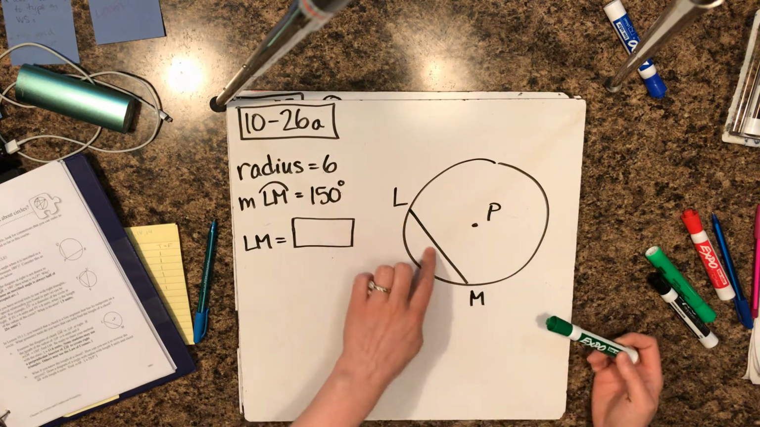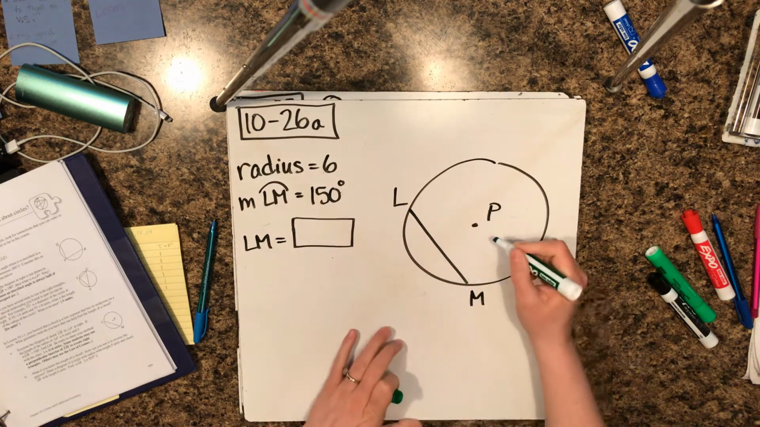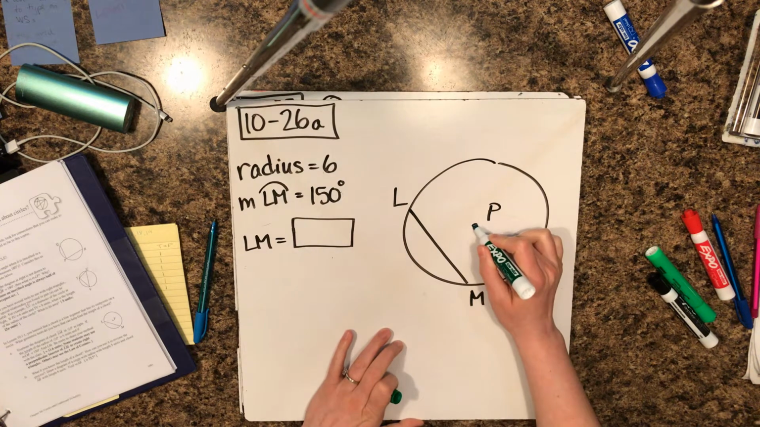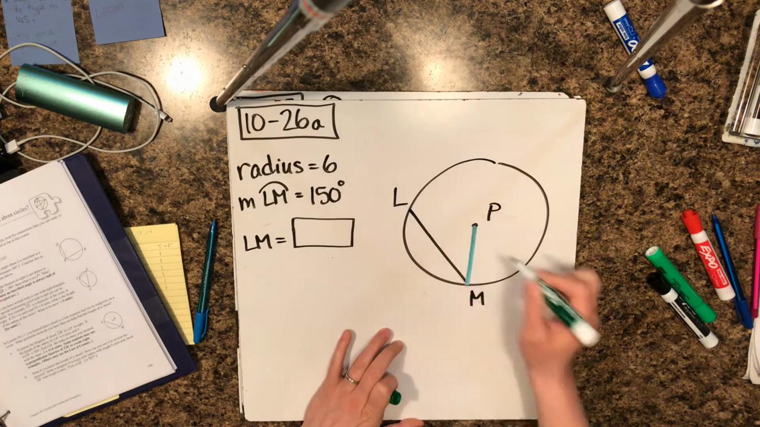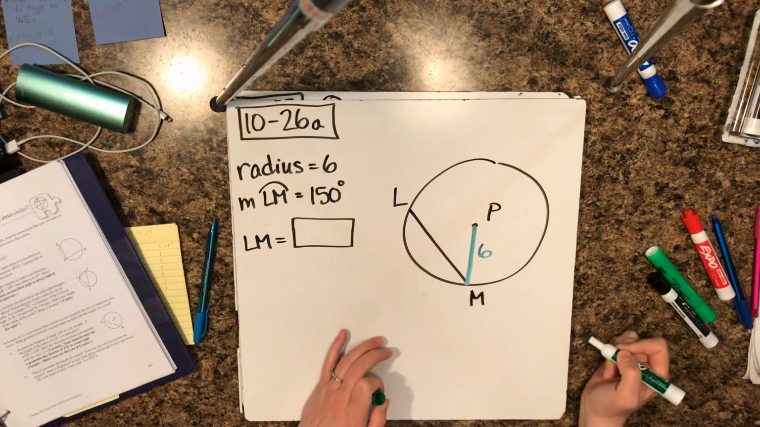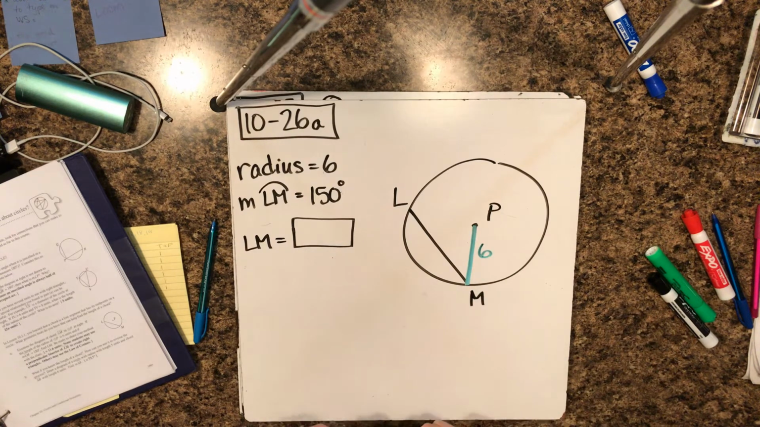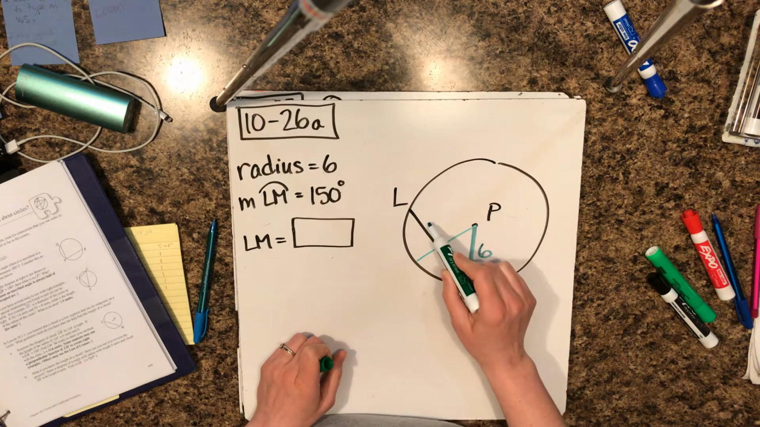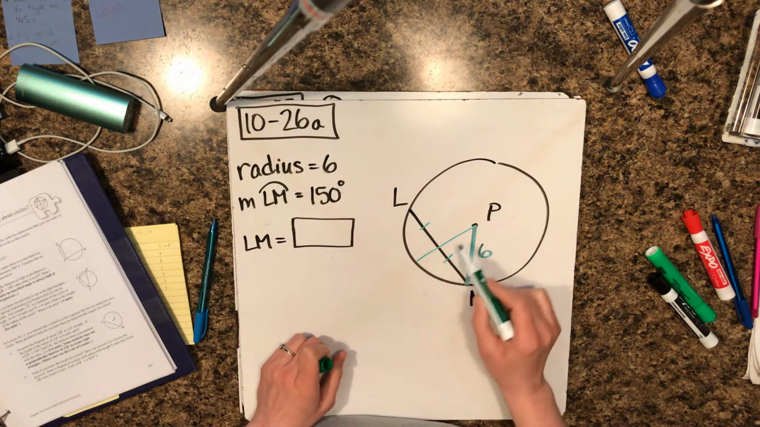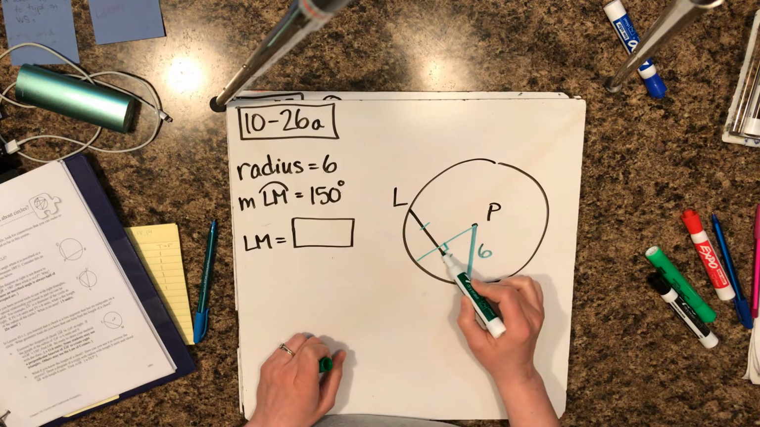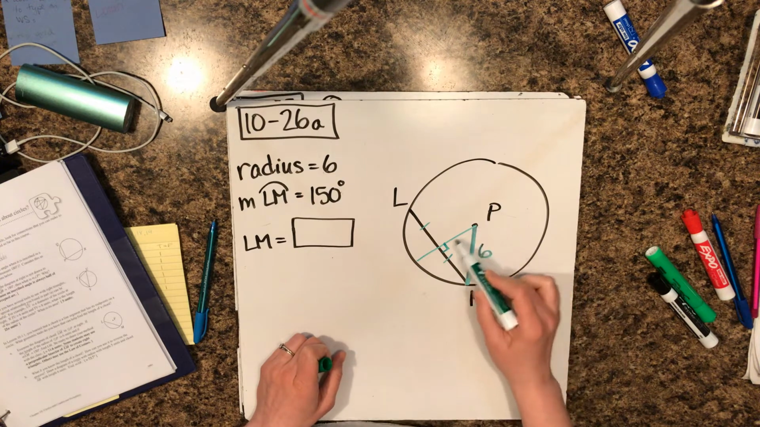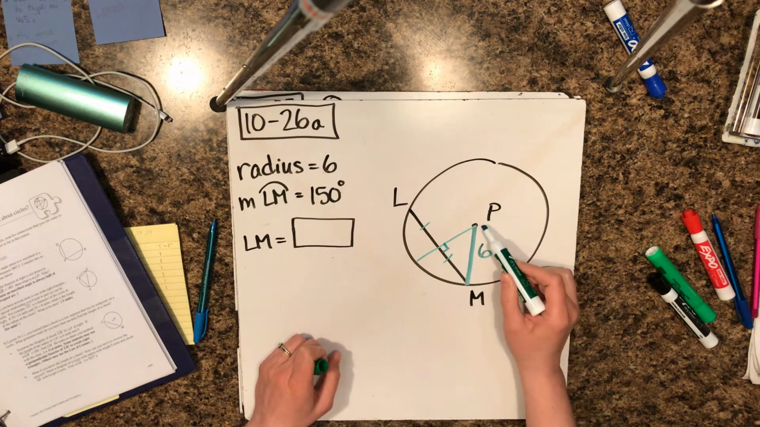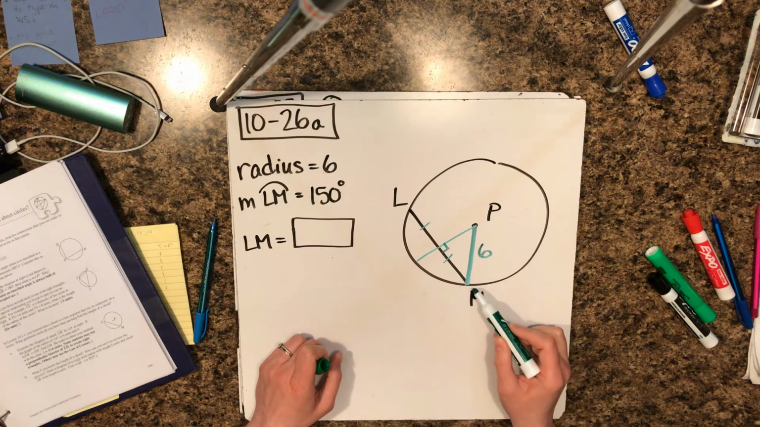But in order to help me find LM, it's going to be helpful if I connect the center to either M or L. Okay? And in lesson 10.1, we also talked about the fact that there would be a chord in here that cuts this in half. I'm sorry, it's not a chord, it's a radius. That is the perpendicular bisector of the chord. So now again, I have a right triangle. I know that this is 6.